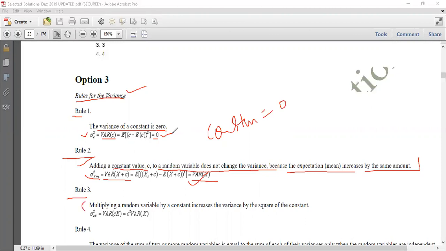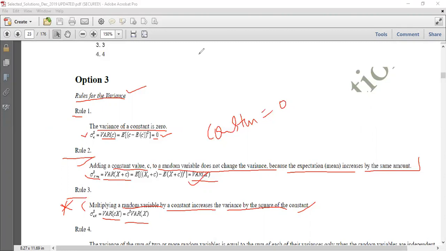Rule number 3: multiplying a random variable by a constant increases the variance by the square of the constant. This was utilized in our question where a and b were multiplied with x and y respectively. Here they are calculating the variance of cx, where c is a constant, like a and b in our question. It becomes c square variance of x, as we did in our question, a square variance of x plus b square variance of y.